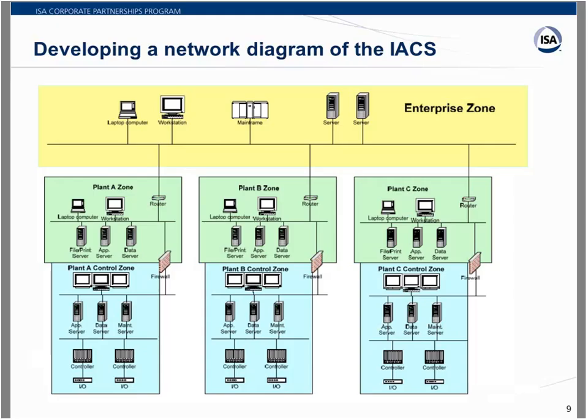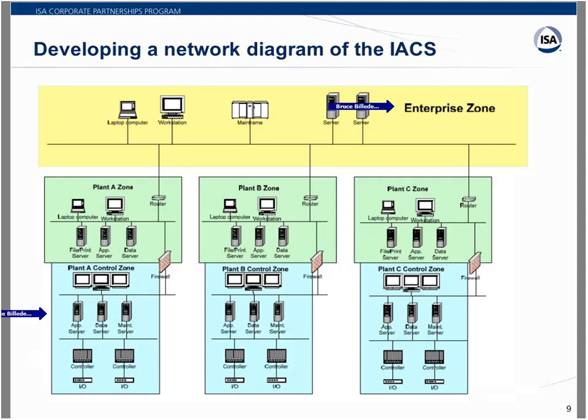This is another one from the standard. It shows multiple plants or multiple zones in a plant. So breaking these down, you may find that you have several historians across a campus, and then several control zones between those. These are both inside the standards.